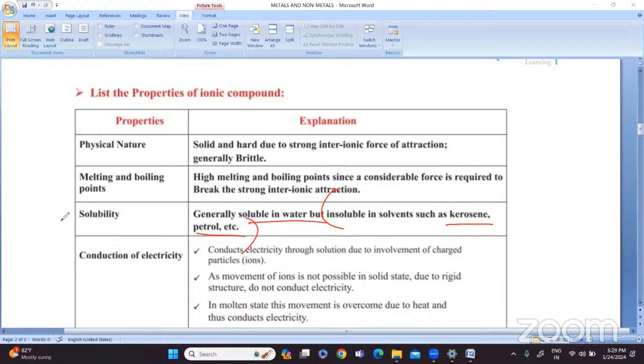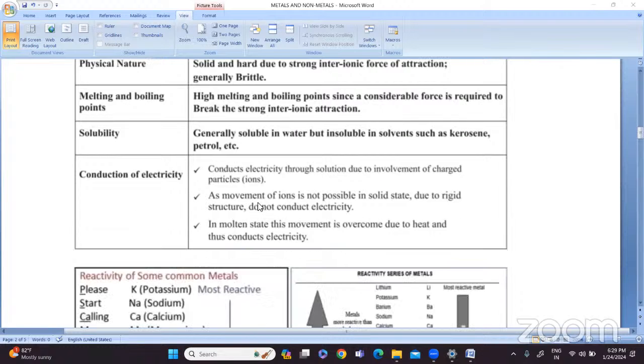So these are the organic solvents where they are insoluble. Fine. Next is conduction of electricity. Now, what about conduction of electricity? Will it conduct electricity? Yes, because they involve charged ions.